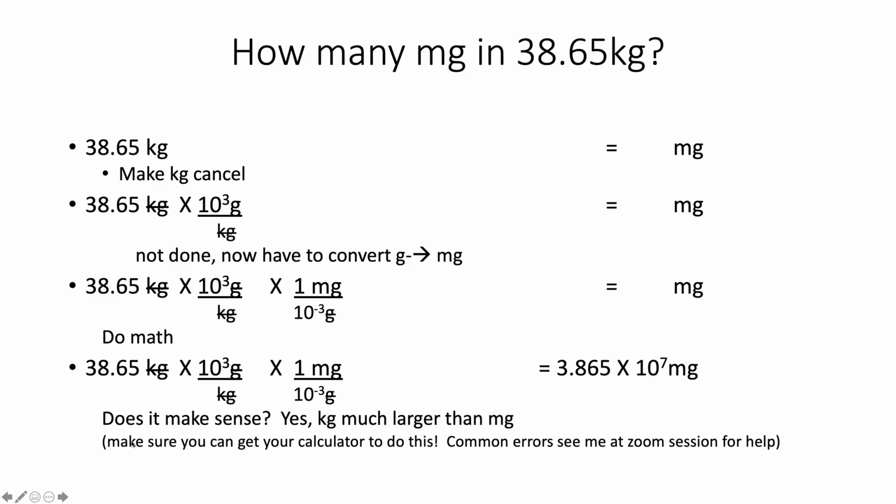No, I can't. I'd have to go into another mode. But you would put 38.65 times 1e3 divided by 1e minus 3. That's how you would do it on your calculator. Does it make sense? Yes, kilograms are much bigger. Kilograms are about 2 pounds. A milligram, there's 500 of them in an aspirin, right? They're very small.